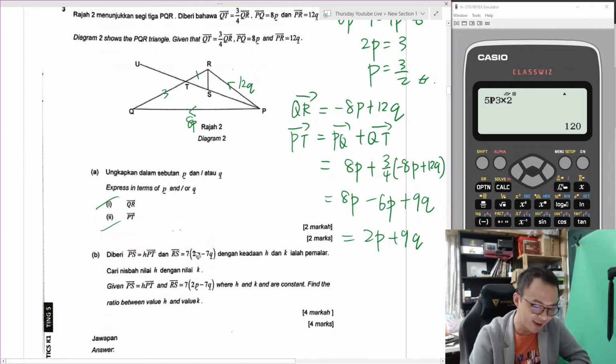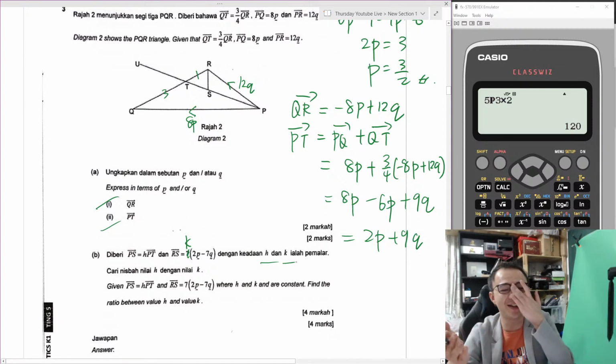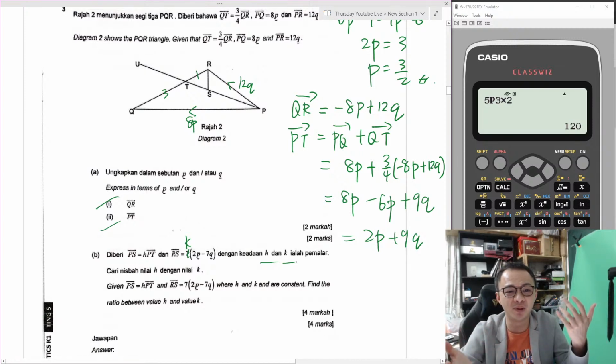Alright, then the question says PT equals, okay, this one I take the marking scheme. I believe this is not the letter 7. This one should be K, because here they ask us to find H and K. If there's no K there, then you shouldn't be able to continue doing this.